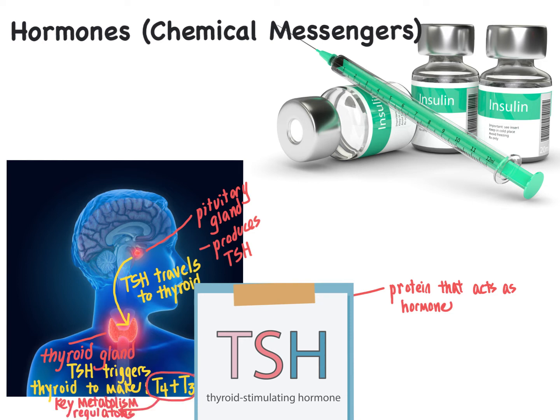So, in other words, TSH is the start of a very long signaling pathway of chemical messengers where TSH carries a message from the pituitary gland down to the thyroid, and then the thyroid is stimulated to make T3 and T4, which then travel throughout the body to stimulate metabolism.